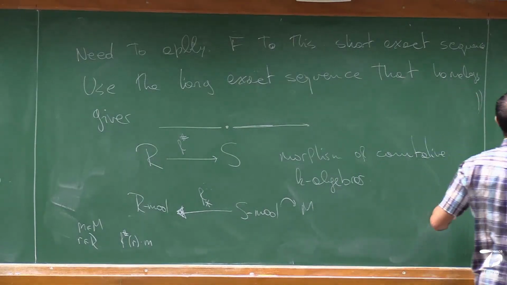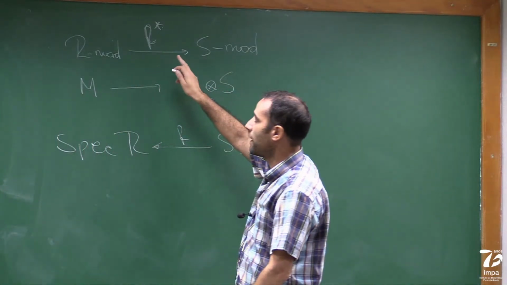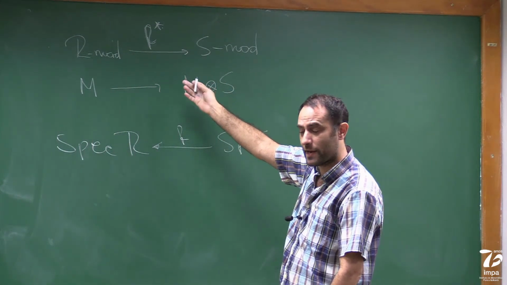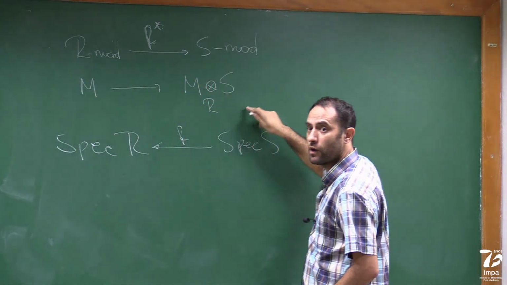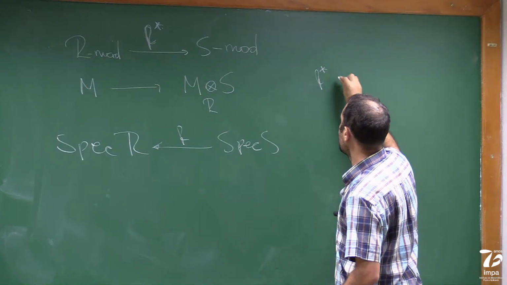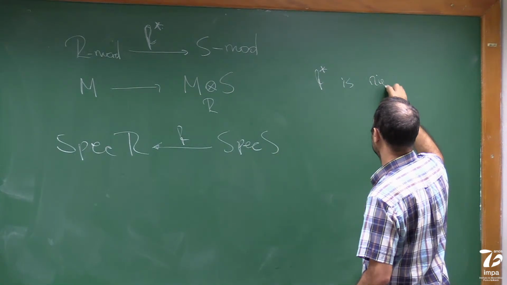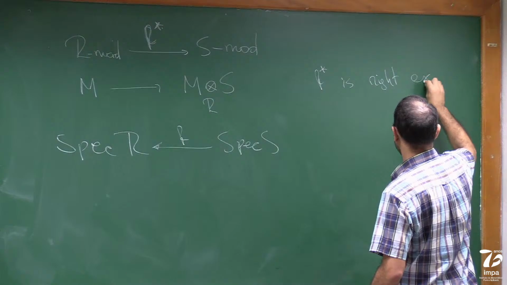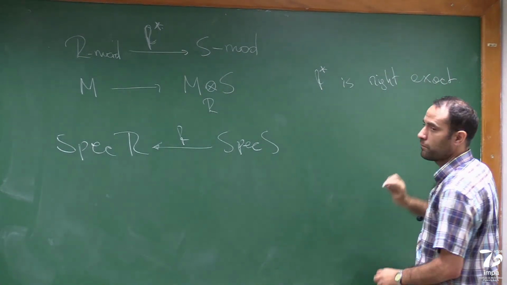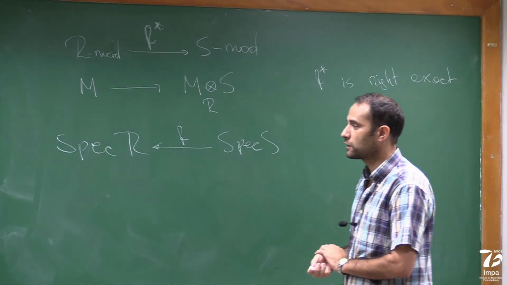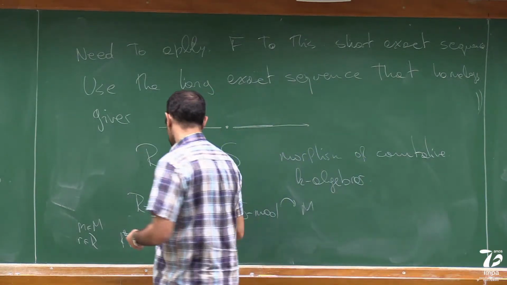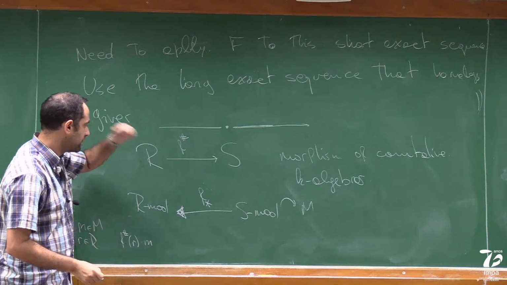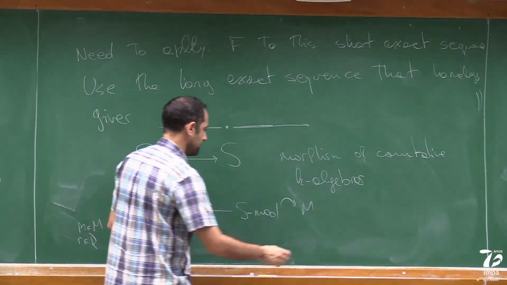Now, of these two guys, one is left exact and the other one is right exact. This guy here is right exact because it's a tensor product, we already know this. And I would like to say that this guy is the adjoint. But we've seen that the adjoint, well, this is actually left exact.